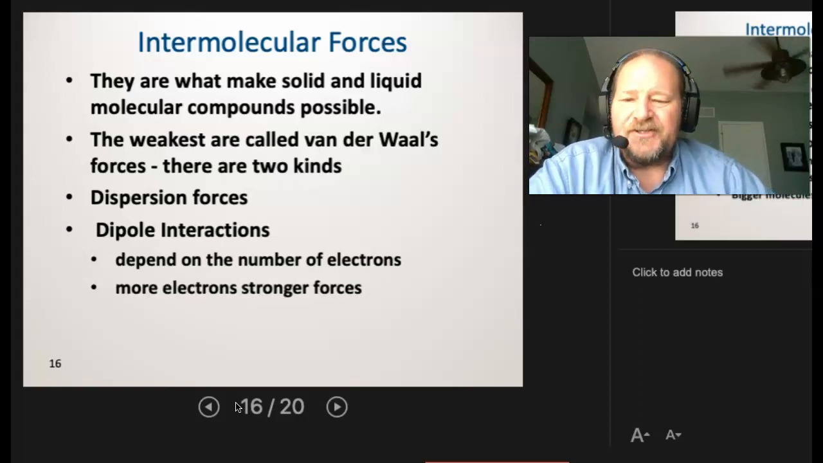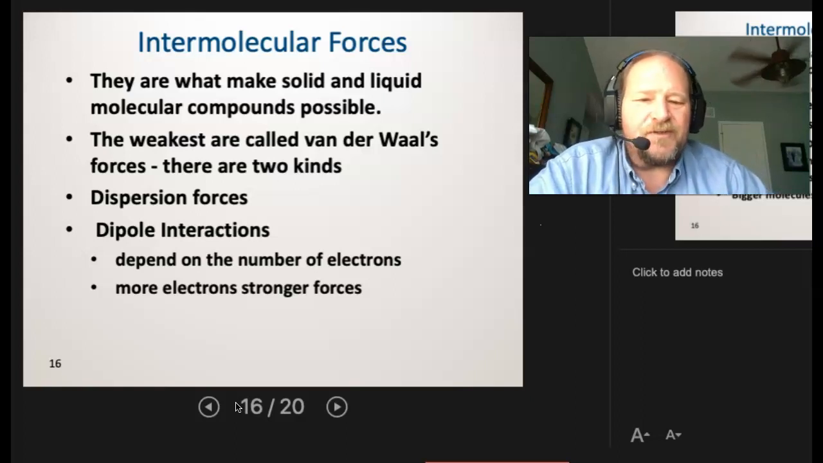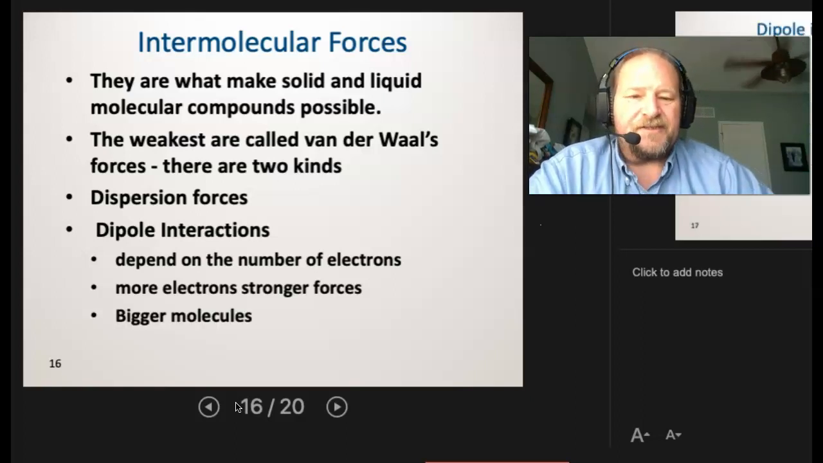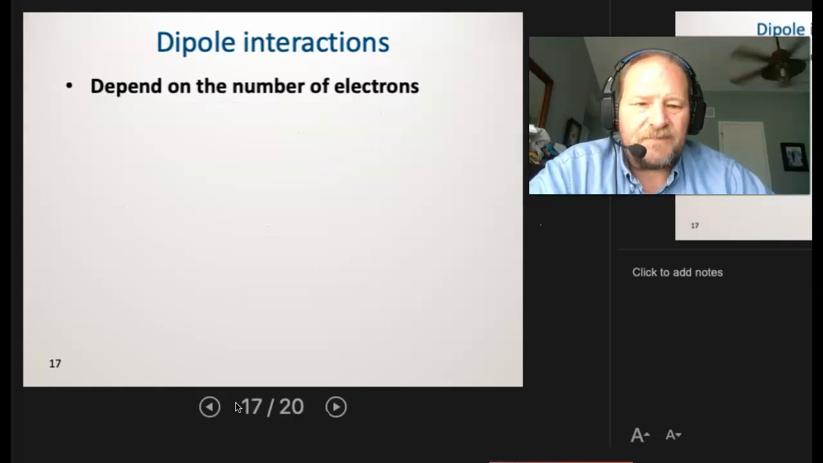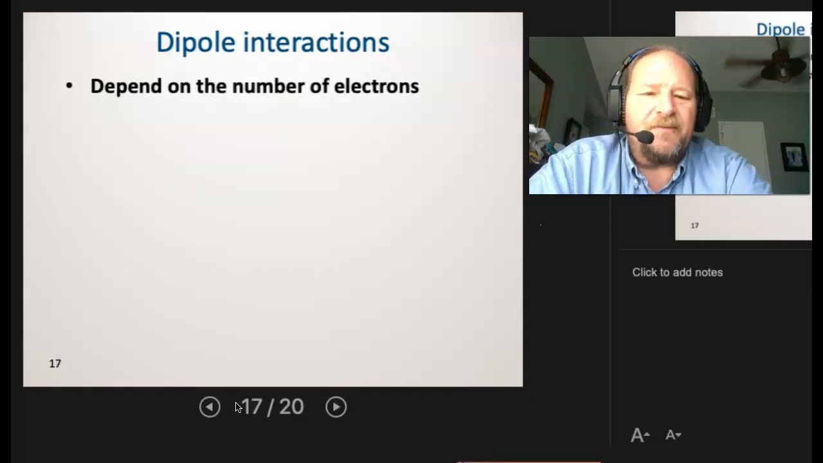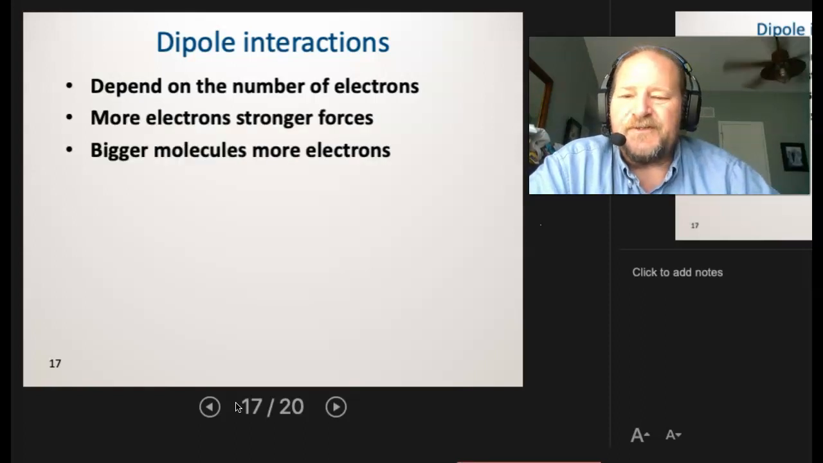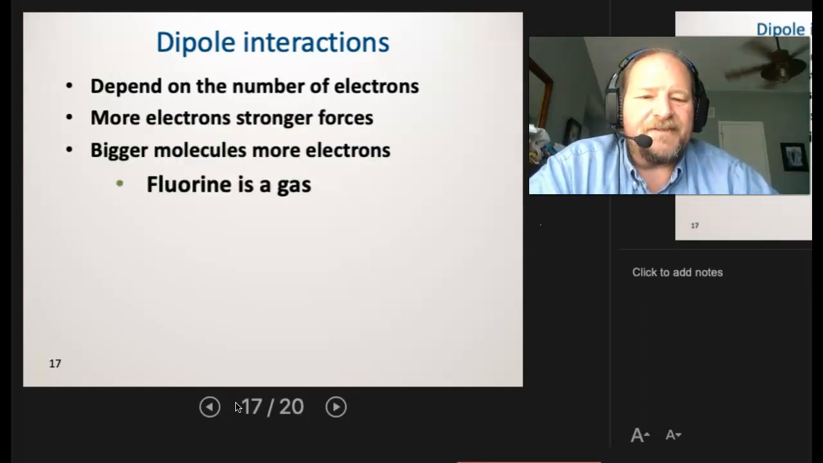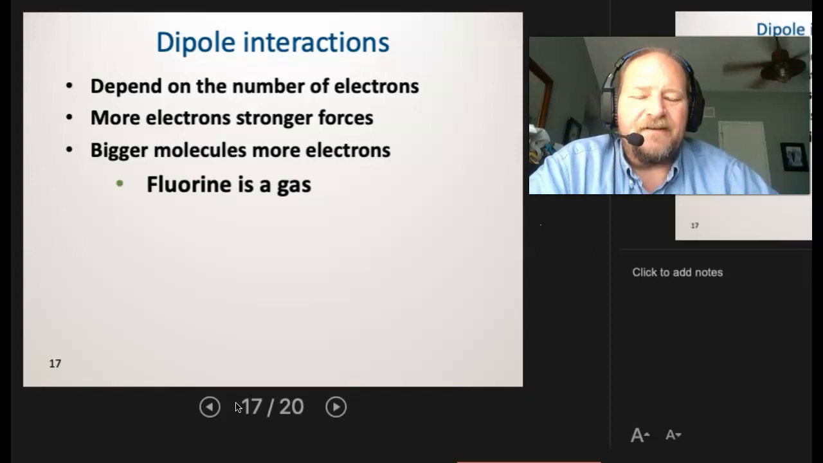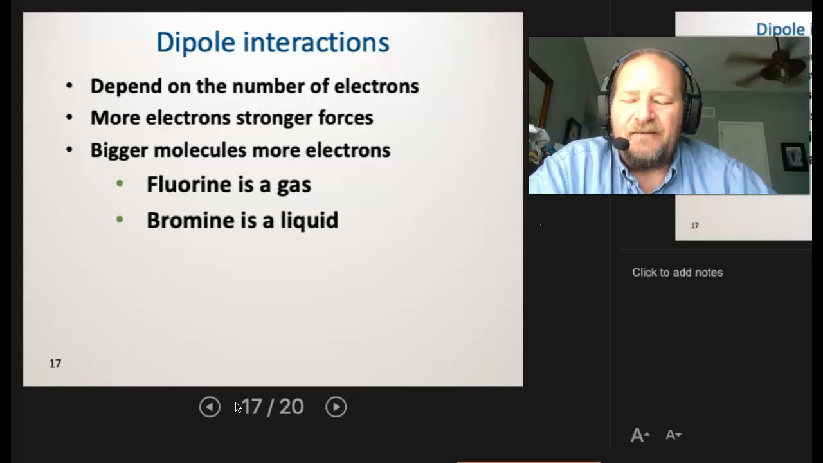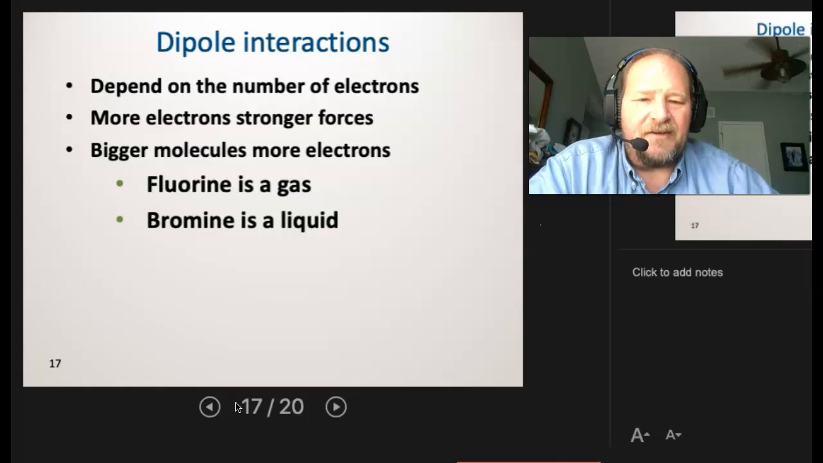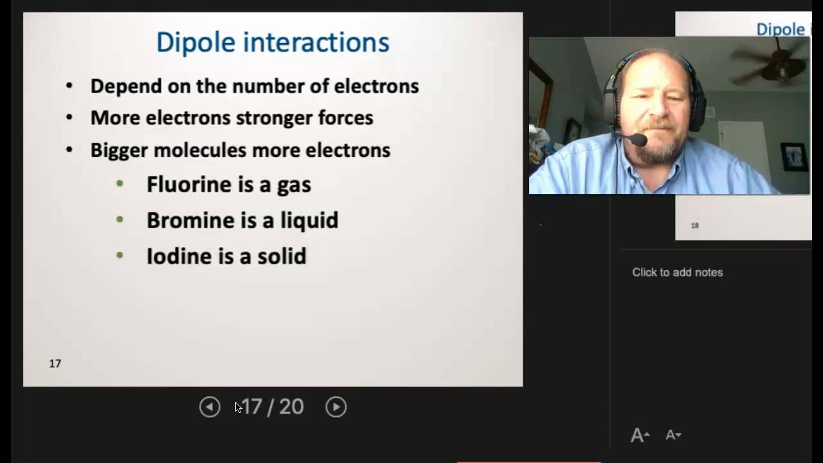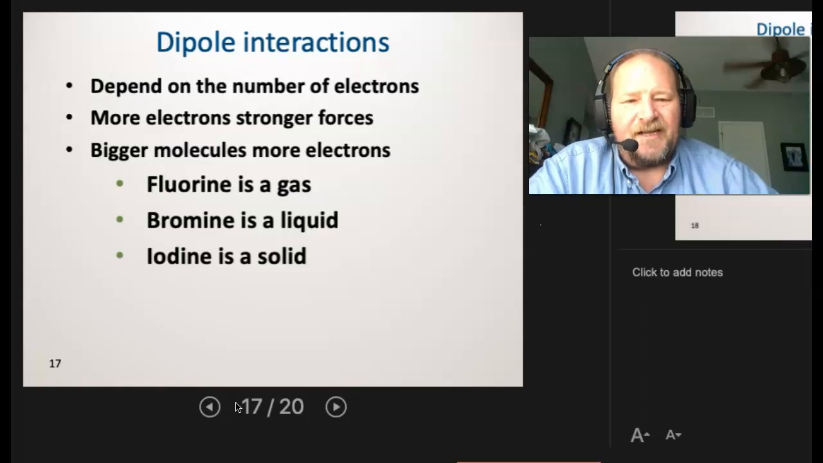Now for dipole interactions, the more electrons we have, the stronger the force will be. So the bigger the molecule is, the more dipole interactions we can have. Now, dipole interactions depend on the number of electrons and how strong those forces are going to be. All right, so fluorine, for instance, is a gas. It's only got 7 electrons in its outer shell. It's a small molecule, 14 electrons per molecule. Not a whole lot of stuff going on there. I slide down in the same group just a couple of atoms, pump up the number of electrons, and I've got a liquid. Go a little bit further, get some more electrons, and I get a solid.